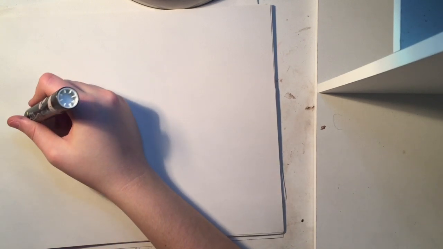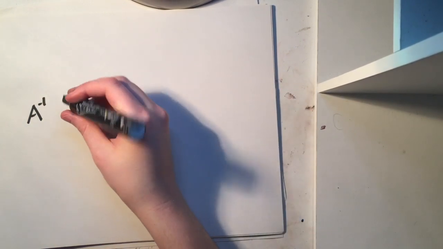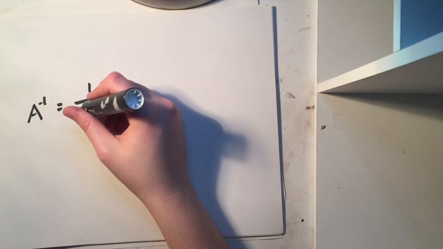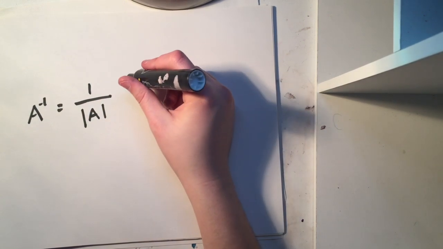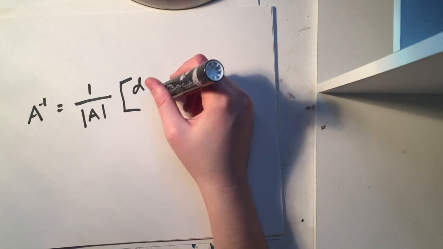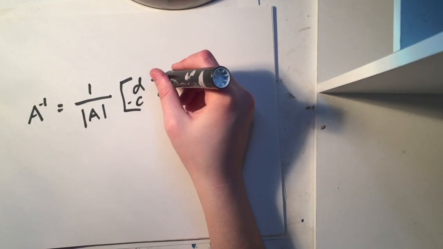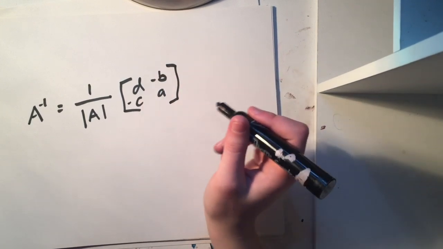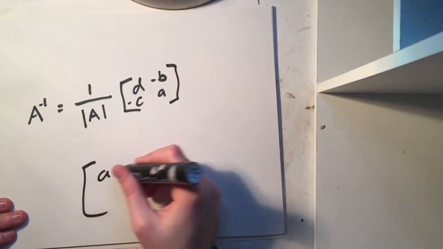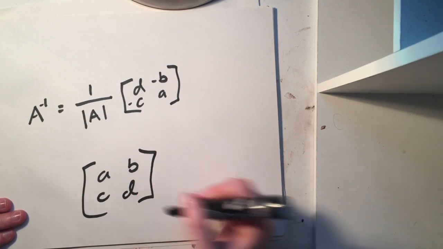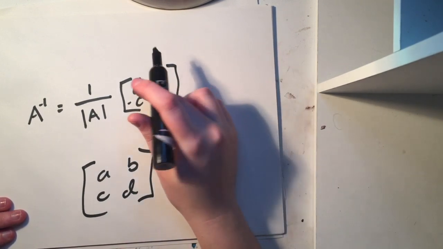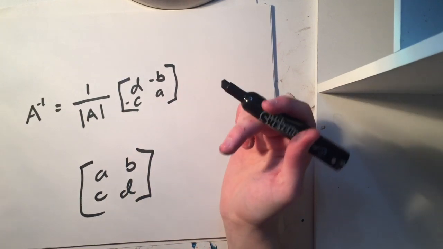So how do we use determinants to find inverses? Well, there's another handy equation, and it is the inverse, which is represented by A to the negative 1, is equal to 1 over the determinant times D, negative B, negative C, A. So you see how our normal matrix would be A, B, C, D, right? And this one is different because D and A are flopped, and B and C have turned negative.